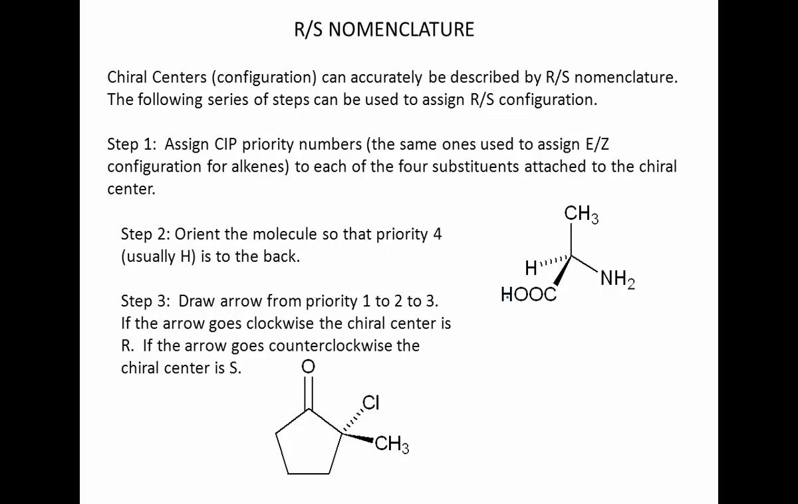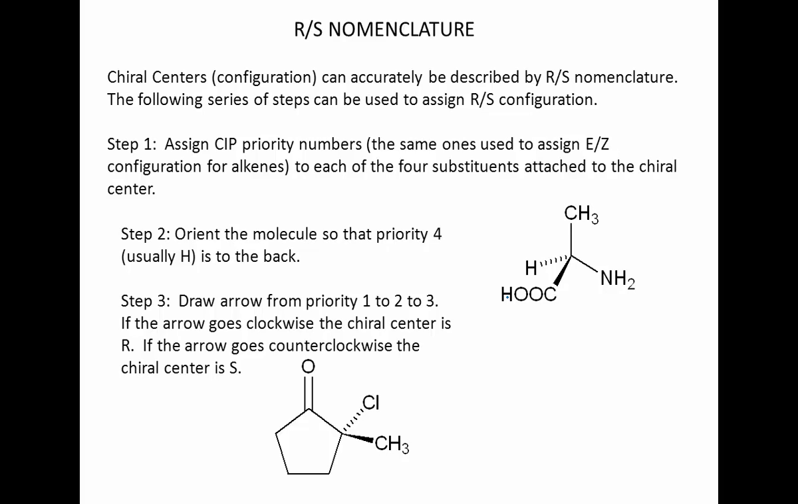So another form of nomenclature for chiral centers is the RS nomenclature, and this does convey structural information. Okay, you can describe a chiral center by its R or S configuration. So let's look at how we assign an R and S configuration. All right, for step one, we're going to assign Cahn-Ingold-Prelog priority numbers. These are the same ones we use to assign the E and Z configuration for alkenes, to each of the 4 substituents attached to a chiral center.